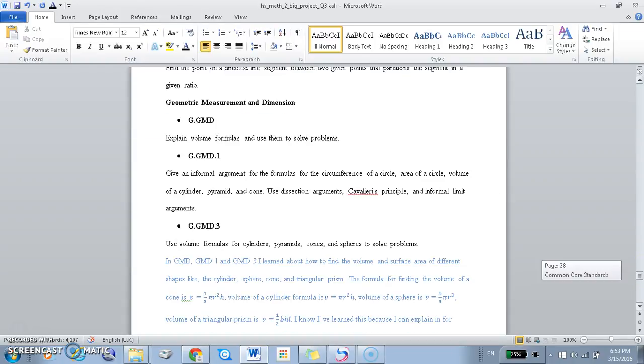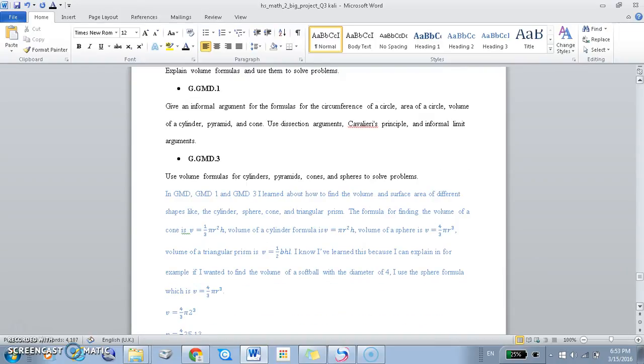So the next standard is GMD 1 and 3. So I combined GMD 1 and 3. In these standards, I learned how to find the volume and the surface area of different shapes like the cylinder, sphere, cone, and triangular prism.